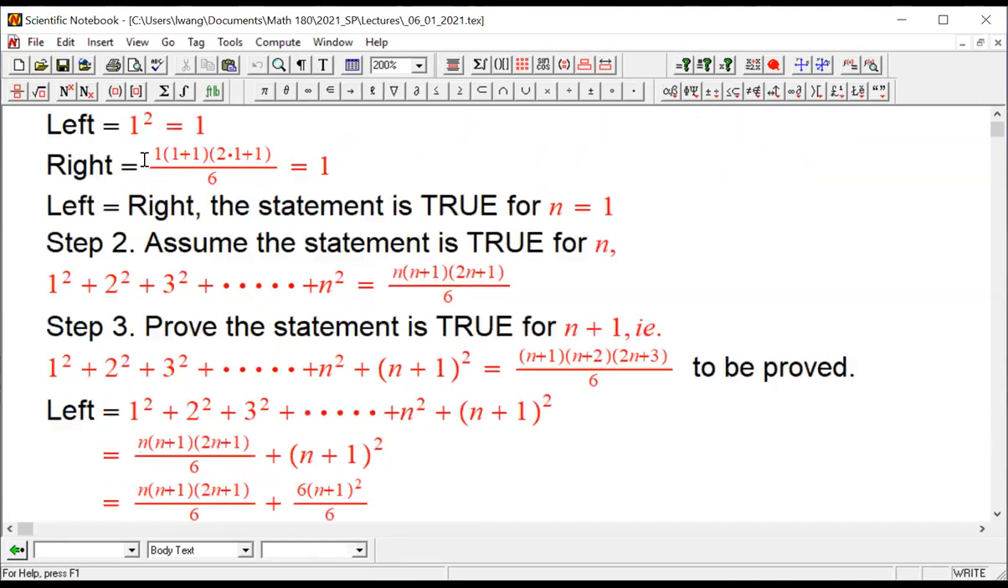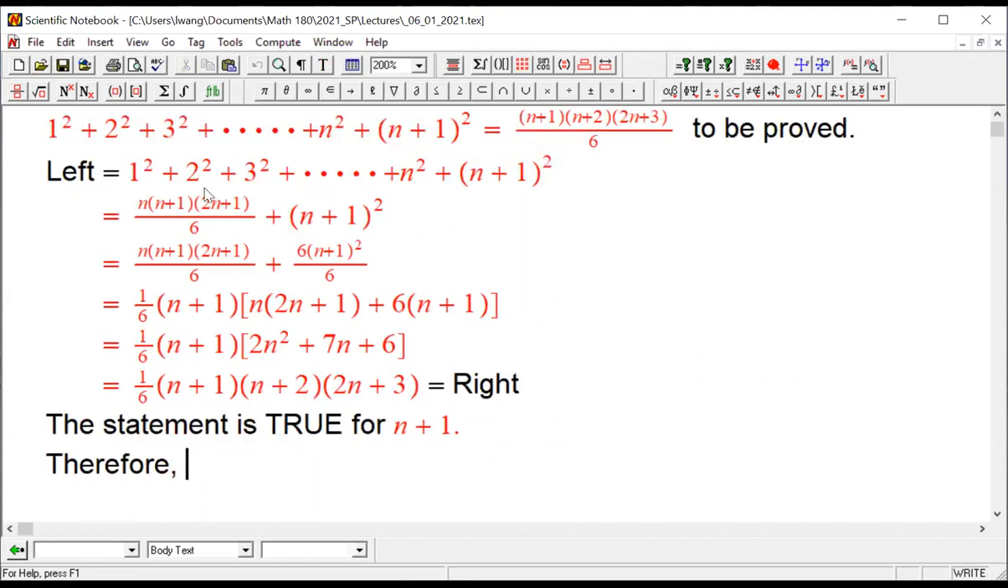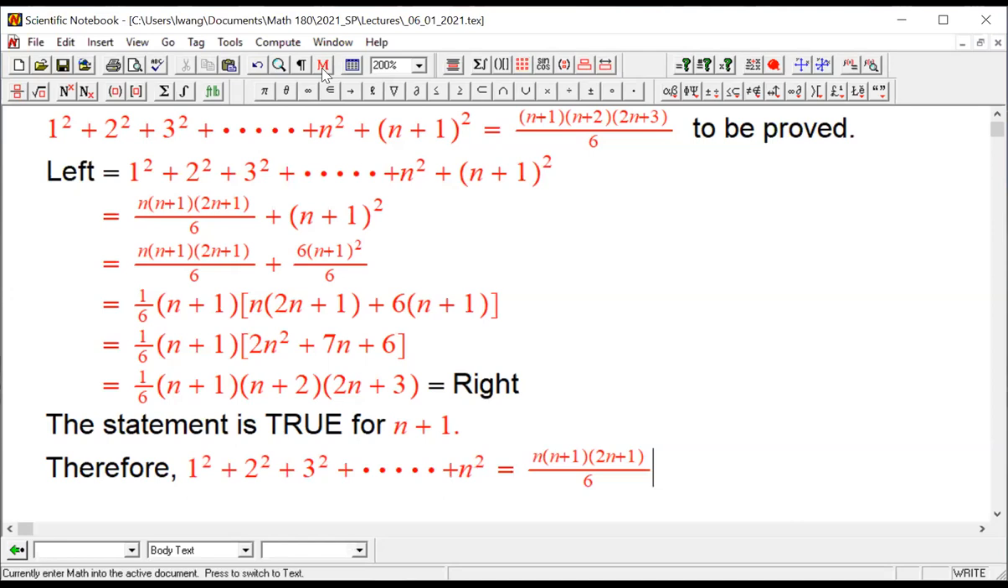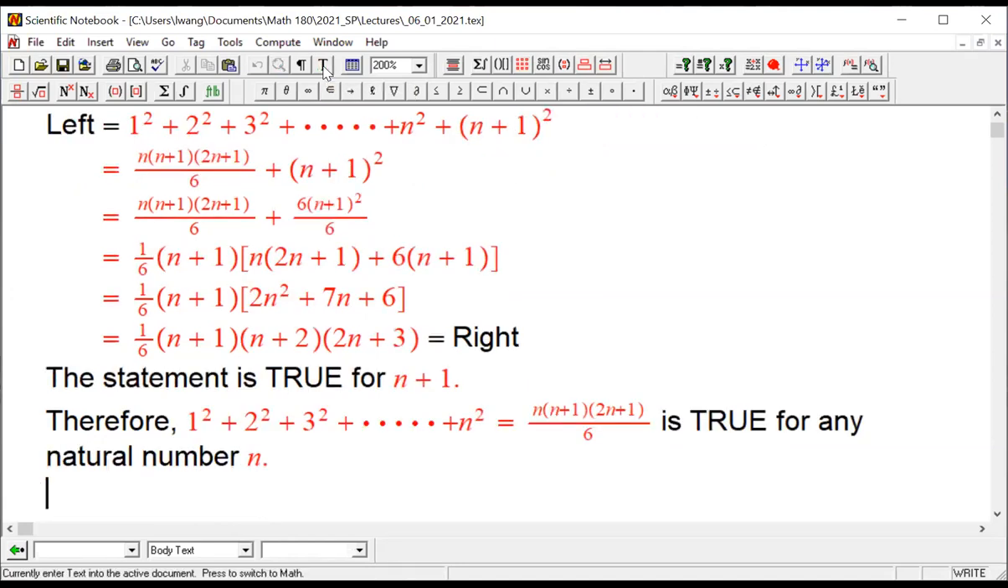this statement is true for any natural number. Okay, so this is number two. Do you guys want to try number 3?